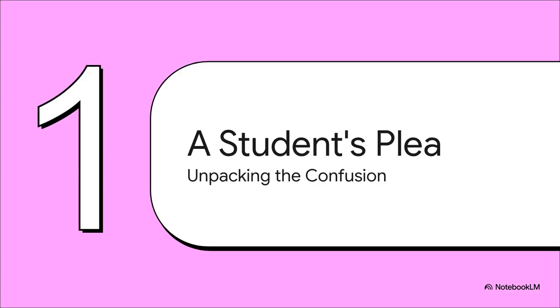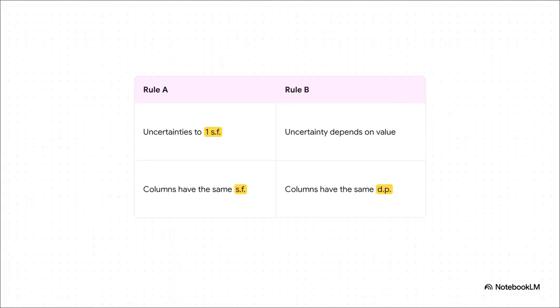Okay, so first up, let's unpack all that confusion. The biggest problem isn't that the rules are all that complicated. It's that students get so much conflicting advice that they start to second-guess every single number they write down. And this is the core of the problem, right here. This comes straight from that student's post.